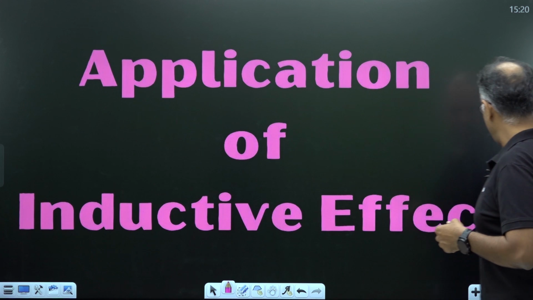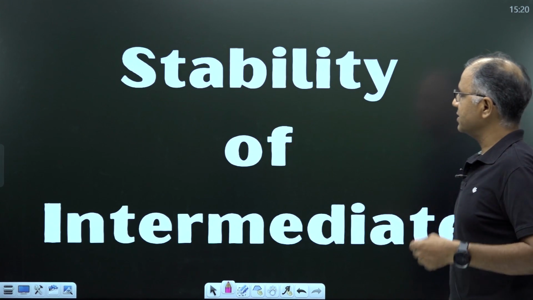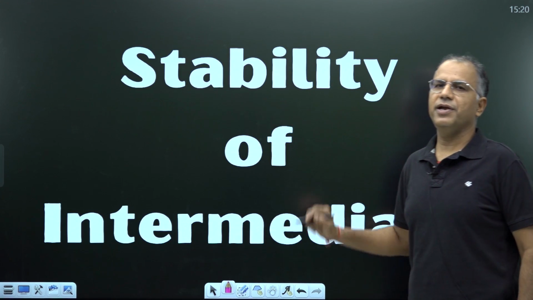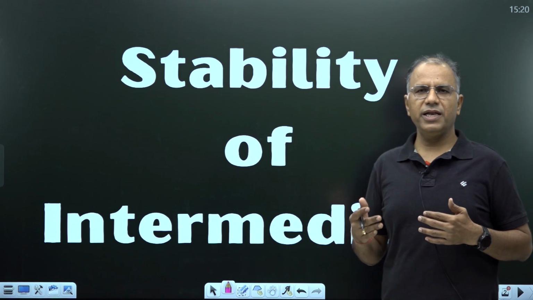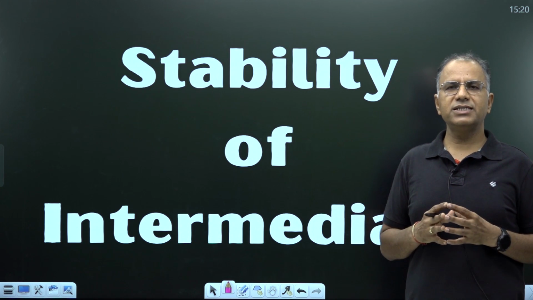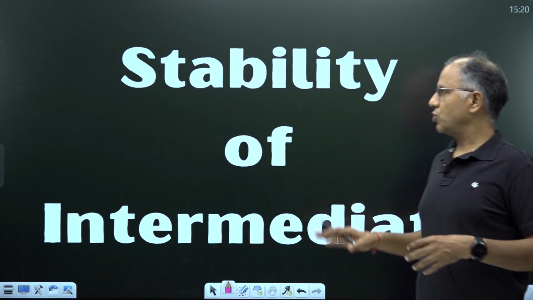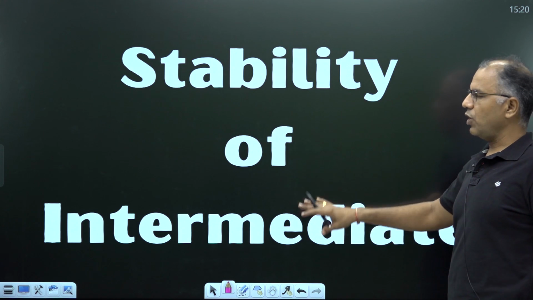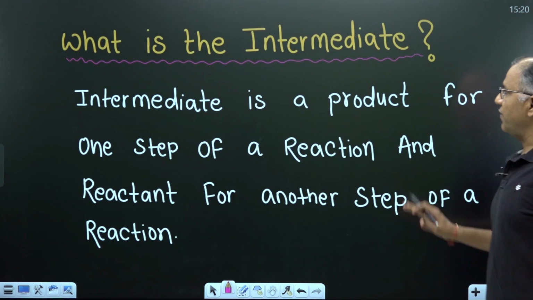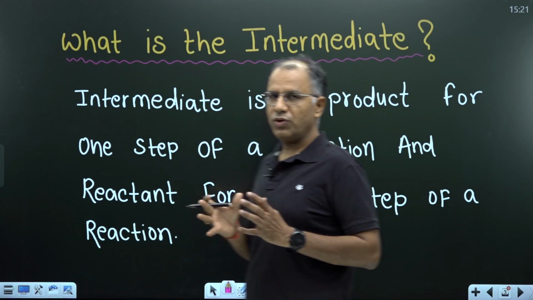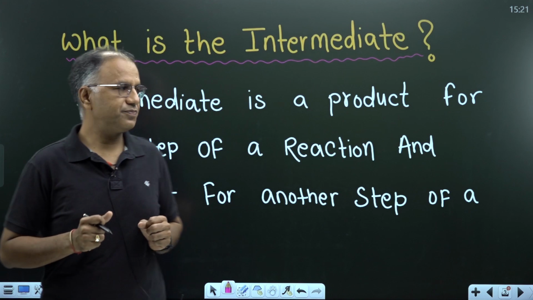In application of inductive effect, first we will discuss stability of intermediate. First of all, is there any intermediate formed in the reaction, and how can we determine the stability of intermediate? So today's lecture is based on stability of intermediate. First of all, what is the definition of intermediate? How to define intermediate of a reaction?